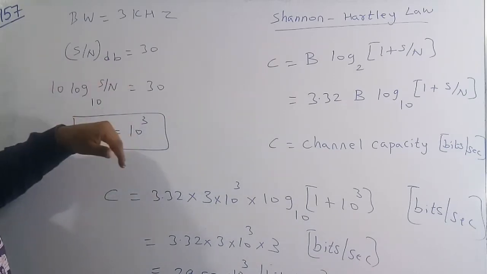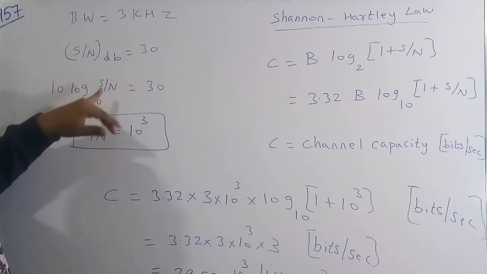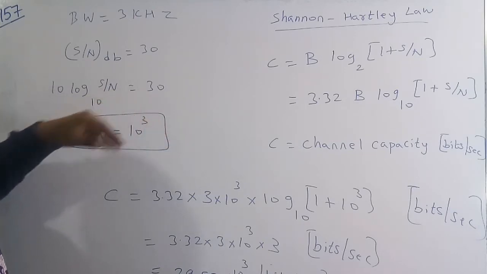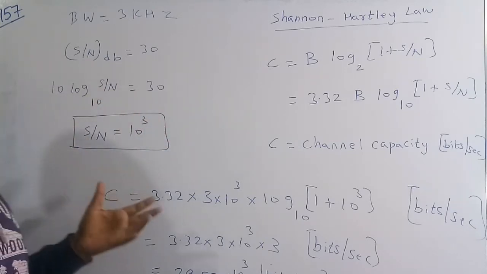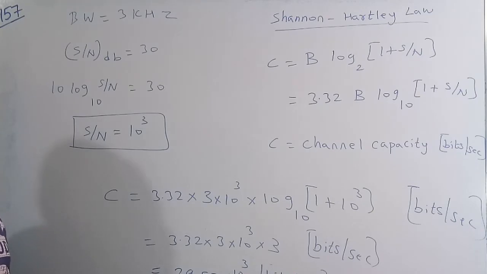I want to convert it into the actual value, which is 10 log base 10 S by N equal to 30. If you do the simplification, we get the actual value of signal to noise ratio as 10 to the power of 3.